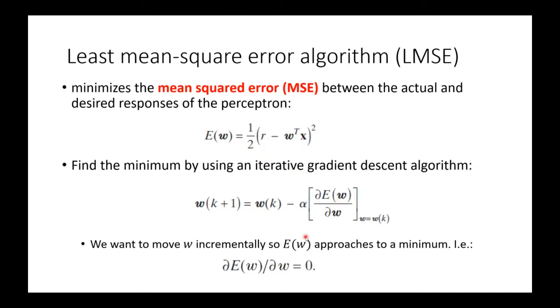Now, what we have is an expression for the error. We use gradient descent because we want to minimize this error. And minimize this error with respect to what? With respect to the weight. We want to find the weight vector that leads this expression to its minimum value. So we get the minimum value by setting the partial derivatives of the error with respect to the weights equal to 0. That's the gradient descent algorithm for you.